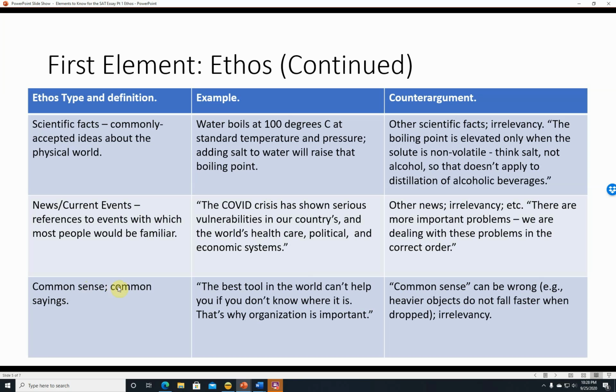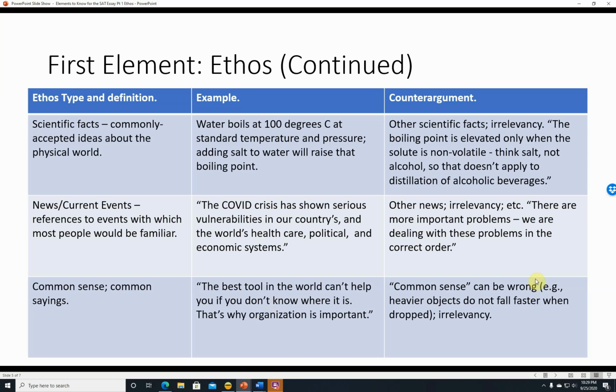Okay, common sense, common sayings. The best tool in the world can't help you if you don't know where it is. That's why organization is important. So you could say the author cites the common sense principle that organization is important because if things are cluttered and disorganized, it makes it very difficult to finish a job, especially if you can't find important tools or materials you need to complete the job. You can argue against it with: common sense can be wrong.